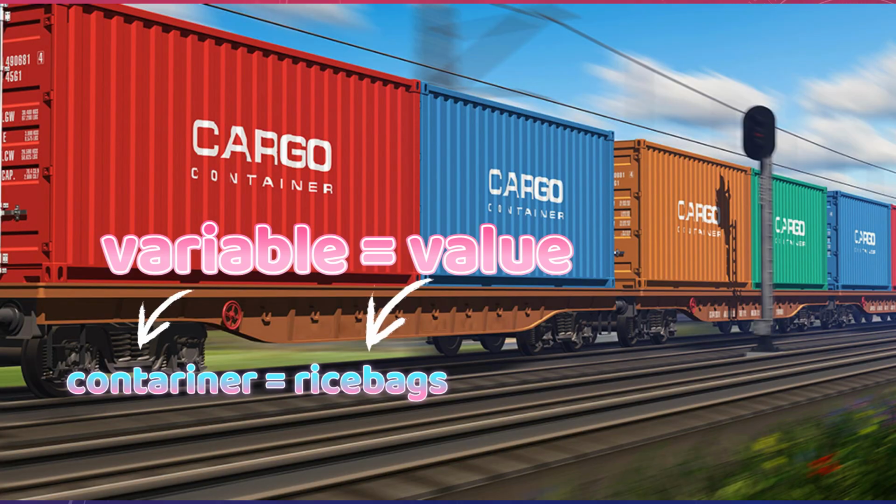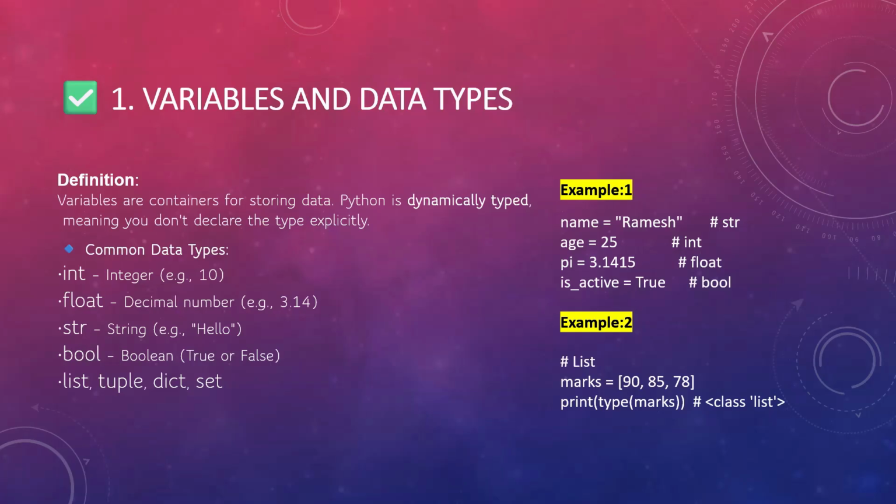It's the same when you have some information. For example, age is equal to 20. You use the age variable and the value is 20. In Python, we have some common data types: integer, float, string, bool, list, tuple, dictionary and set. Very limited types are there compared to Java or other programming languages.